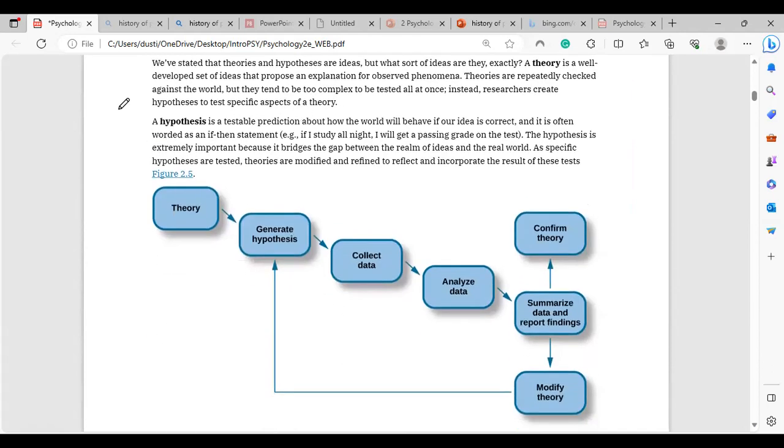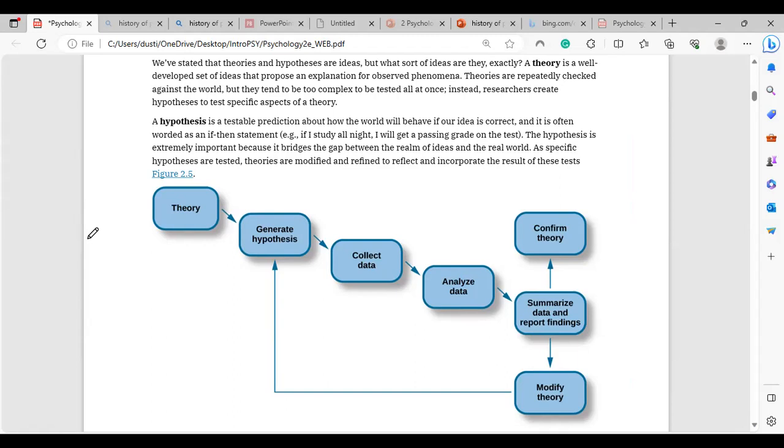So a hypothesis is a testable prediction about how the world will behave if our idea is correct. It is often worded as an if-then statement. So if I study all night, I will get a passing grade on the test, right? The hypothesis, you can't emphasize enough how important it is, bridges the gap between the realm of ideas, these thoughts that we have, and the real world. We make that connection.